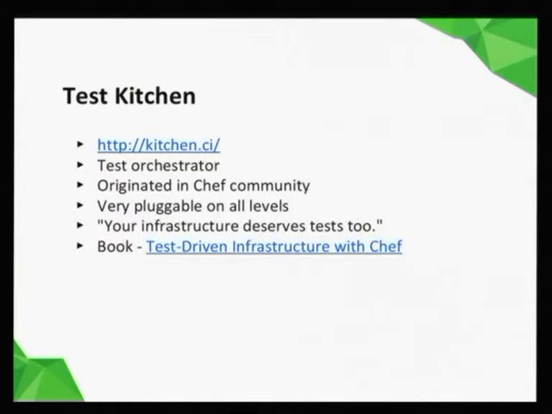So Test Kitchen is an open source project written in Ruby, originated in the Chef community. It's kind of a test orchestrator thingy. If you attended the previous talk, it was partially about Vagrant. So you can think of Test Kitchen like a test-oriented Vagrant. It's very extensible and flexible. And basically, you can bake completely different test infrastructure using the same tooling.